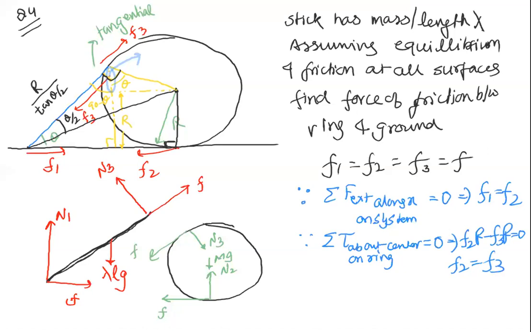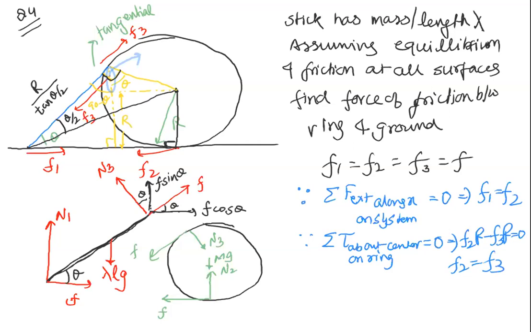So we know that this angle is theta. Therefore, these angles are also known, right? This is theta, 90 minus theta, this is theta. So you can just quickly write F cosine theta, F sine theta.